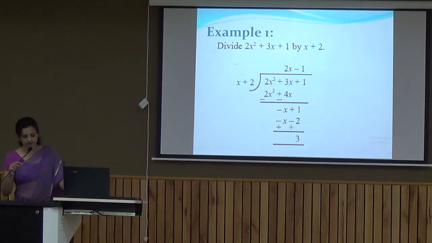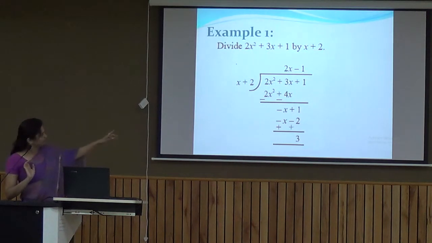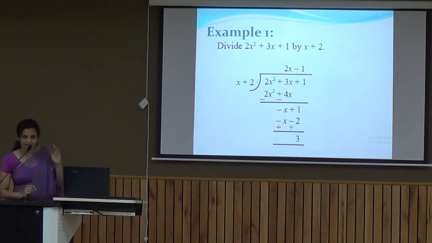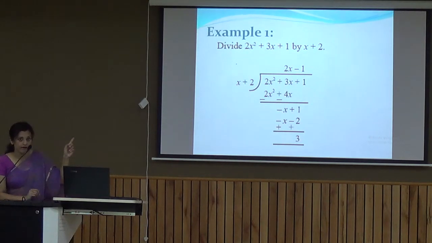If you look at this, I'll just move around a bit and tell you. You've got 2x square plus 3x plus 1 divided by x plus 2. Look at the first term of the divisor, x. What do I need to do to x so that it becomes 2x square? Yes, you got that right. I need to multiply by 2x. So I multiply the entire divisor by 2x. So x into 2x gives me 2x square and 2 into 2x gives me 4x.